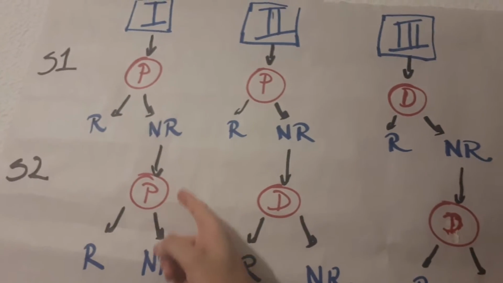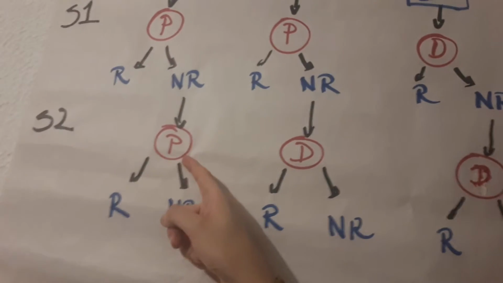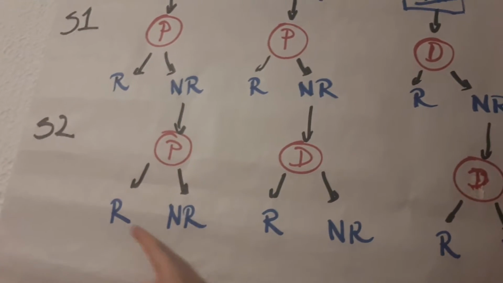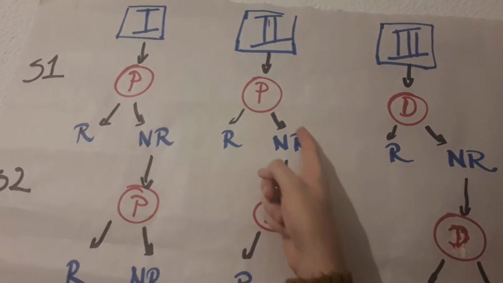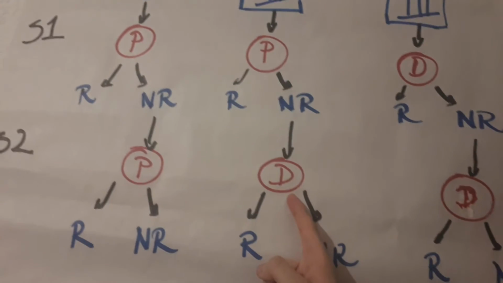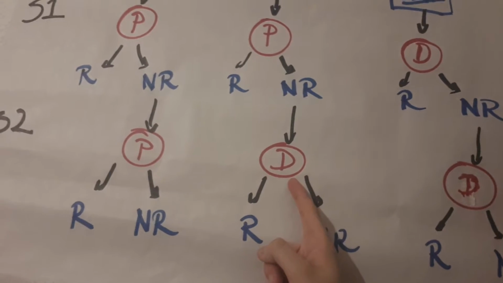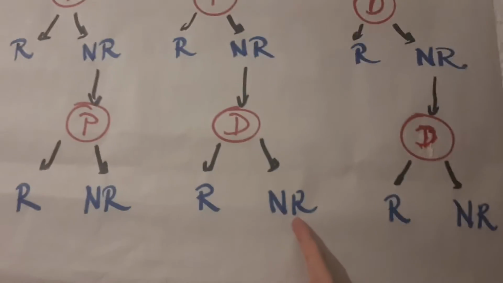So the non-responders in group 1 are going to have placebo again in the second stage, and we have the responders and the non-responders. In the second group, we are going to work only with the non-responders, but we are going to administer the drug or the intervention in the second stage. We have the responders and the non-responders.